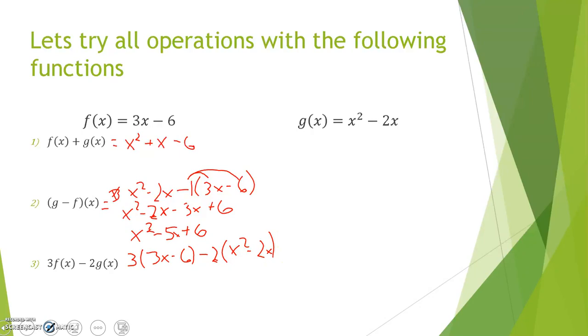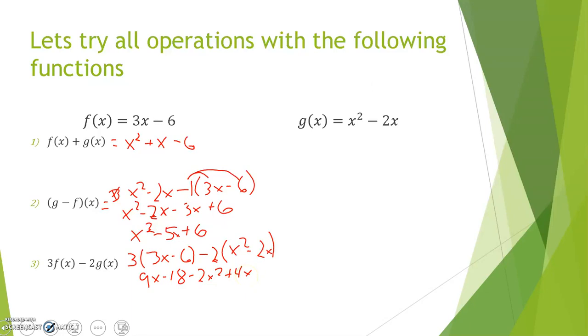3 times 3x is 9x. 3 times -6 is -18. And then I'm going to take -2 and distribute that. -2 times x squared is -2x squared. And -2 times -2x is actually positive 4x.